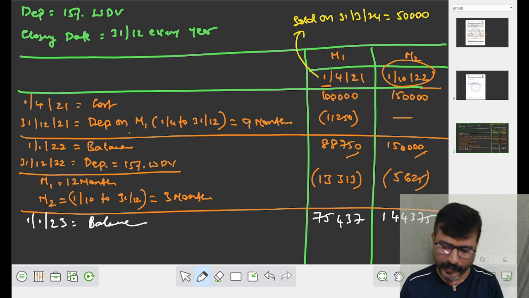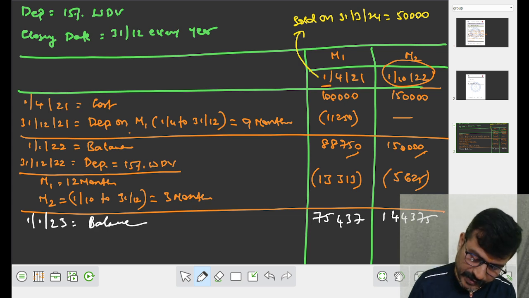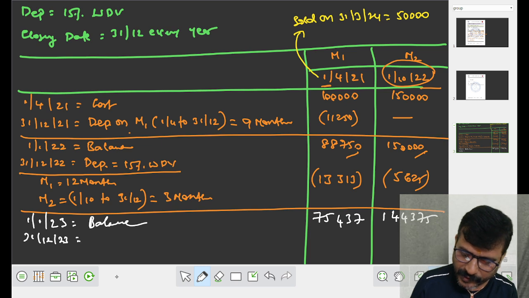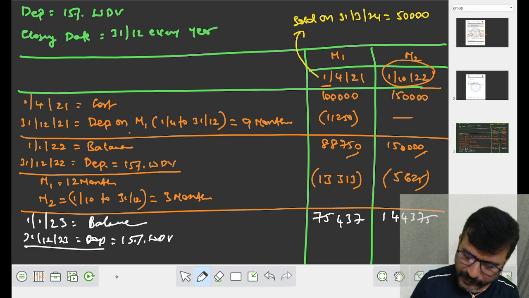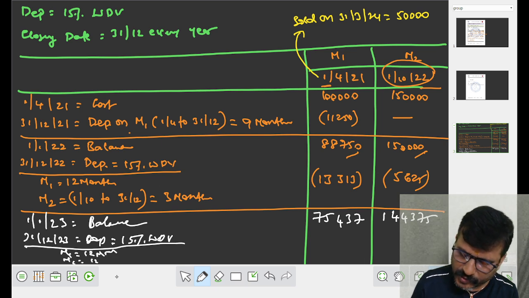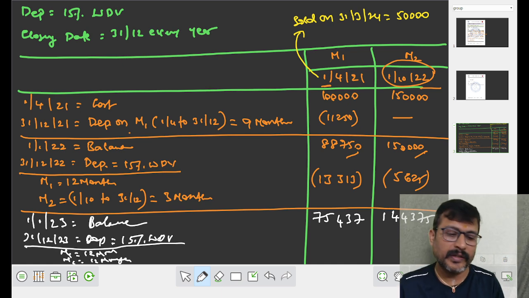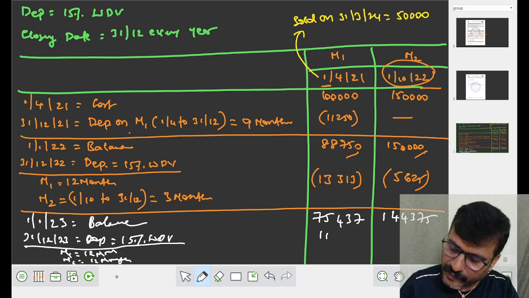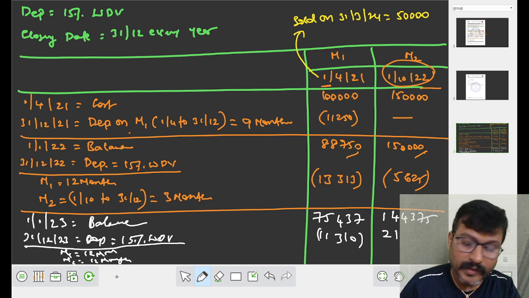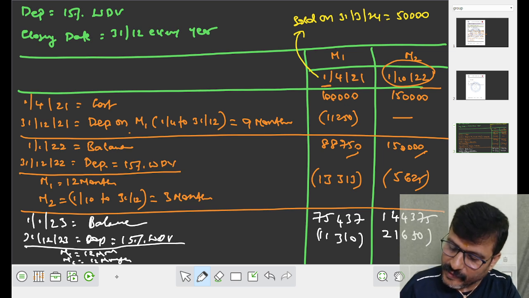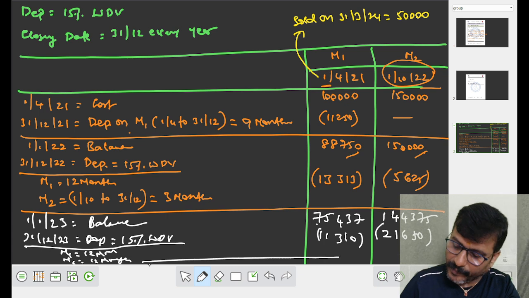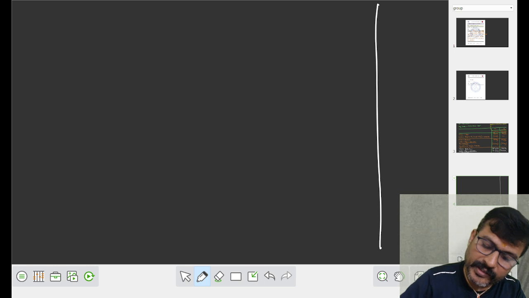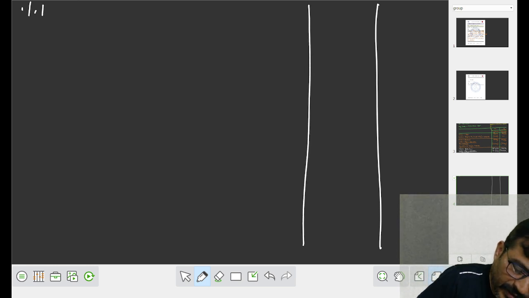Here it comes to rupees 1,44,375. Now we are in April 23, right? Let us move on to 31st December 23. Depreciation 15% written down value method. For M1 12 months, for M2 also 12 months. Use a calci to work out the depreciation. It comes to rupees 11,310. Here it comes to 21,650. Now you work out a balance. Balance on what date? 1st January 24.